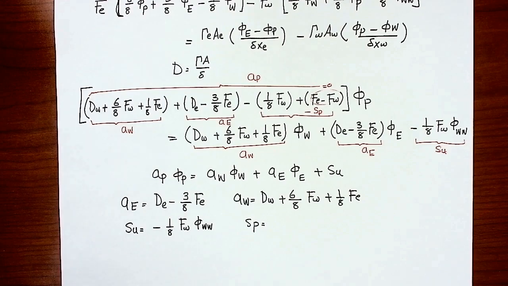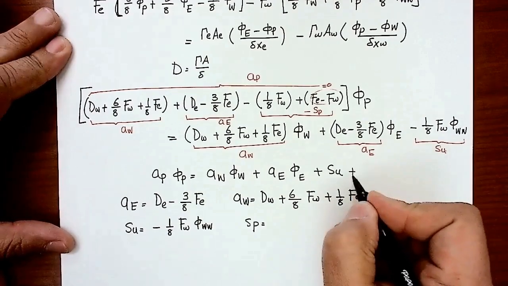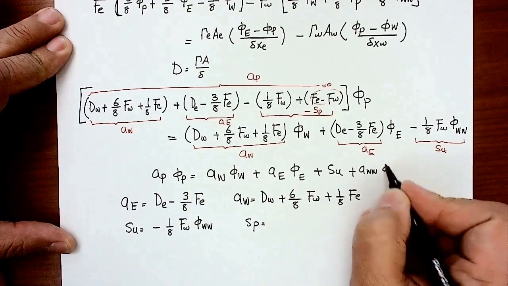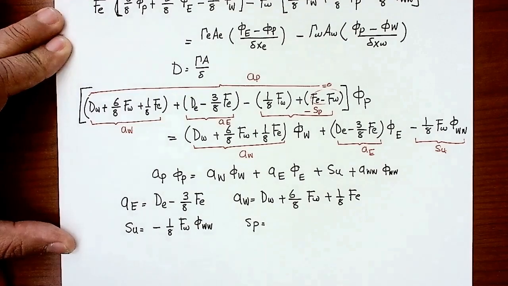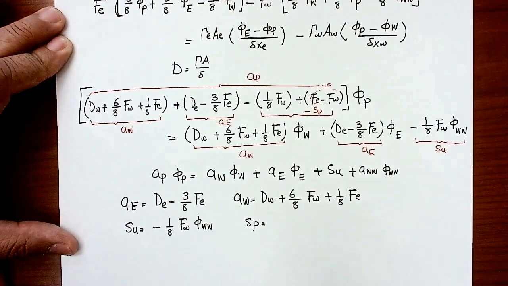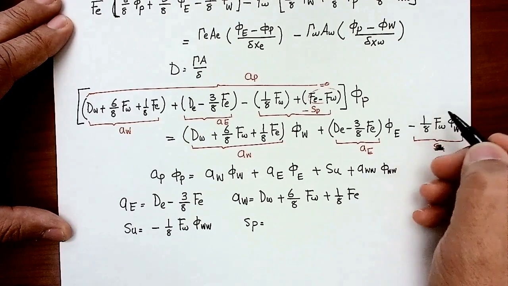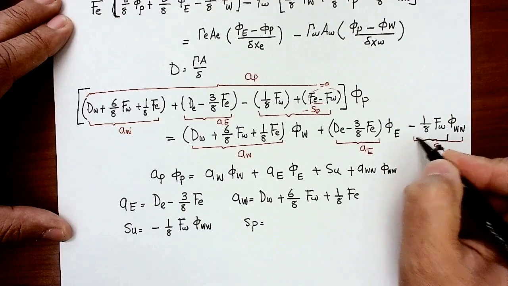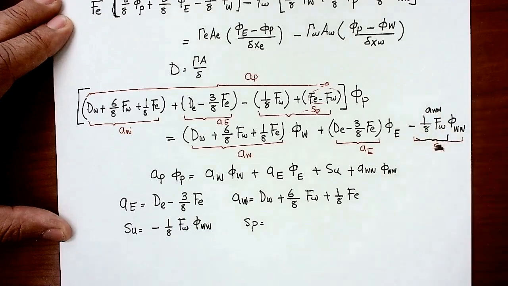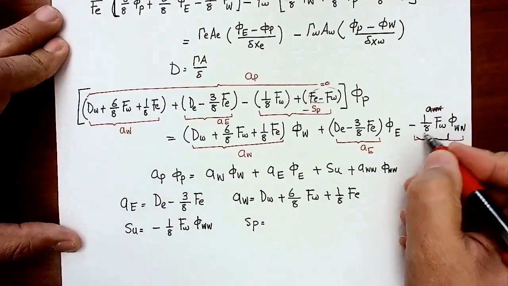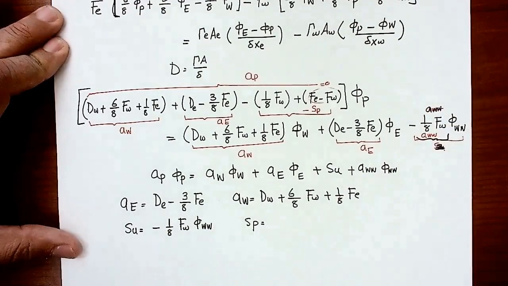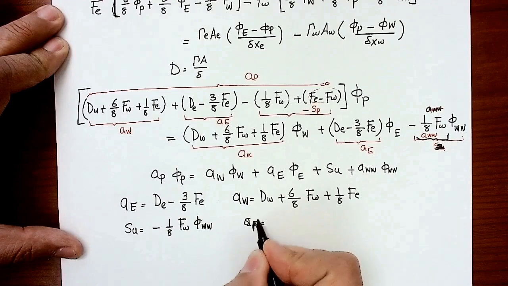Yeah, if you put it that way, it's going to be SU, but I think we can also put that in the form of AWW phi WW, right? So this means that this is actually not SU, that's going to be up to here. This will be the AWW, right? Let's write that in red text, AWW. So now I'm getting AWW.